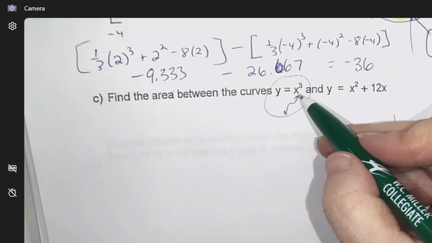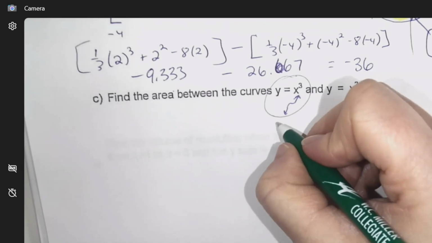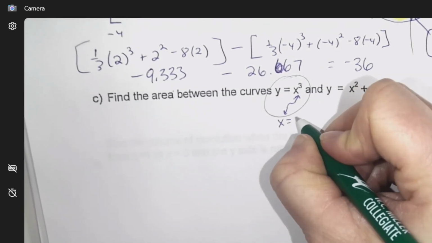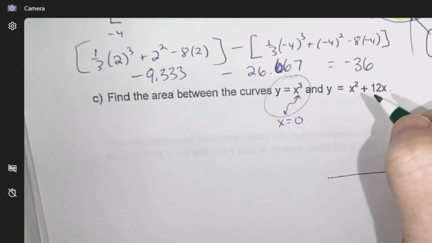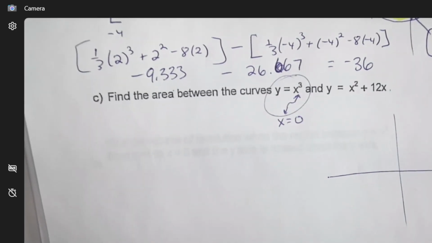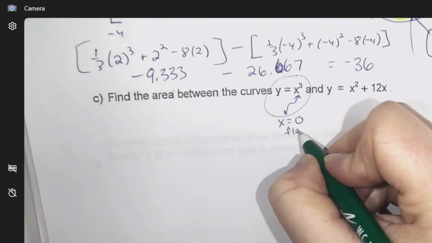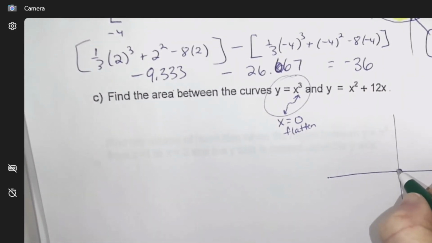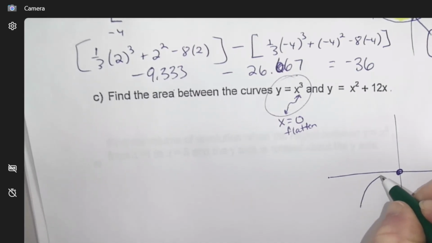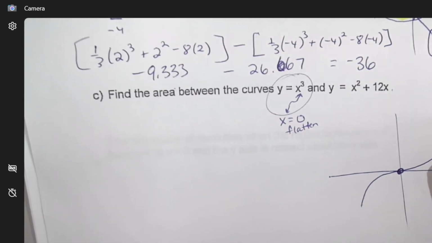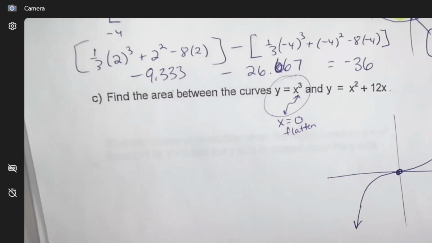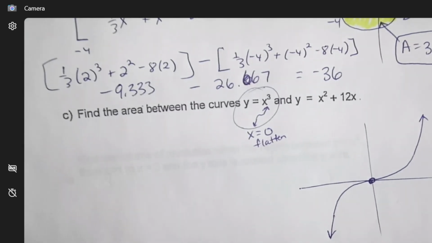And where's your x-intercept on it? Your x-intercept is at 0, and it's there tripled. So what do you do to something if it's there tripled? You need to flatten. There you go.